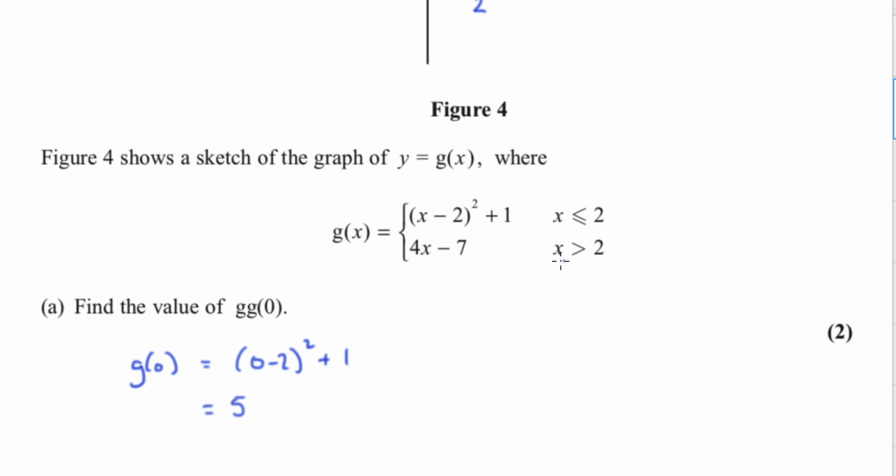But then because 5 is now greater than 2, to work out g of 5, we're going to put that into the second one. So that's going to be 4 lots of 5, take 7, which is 13.